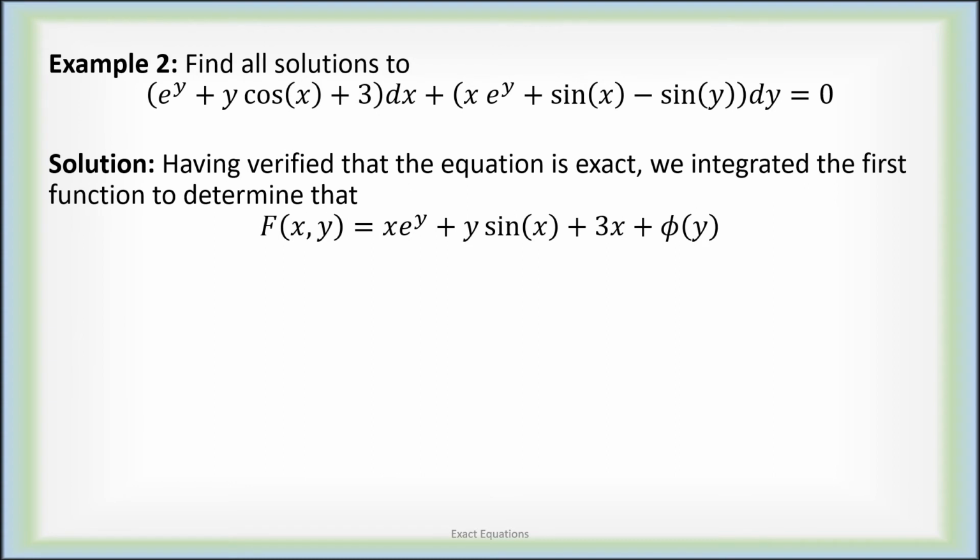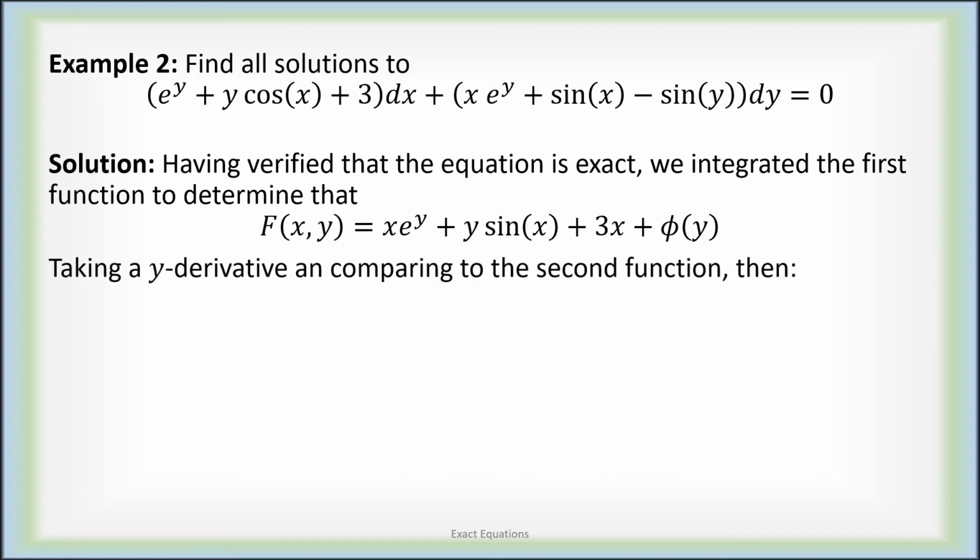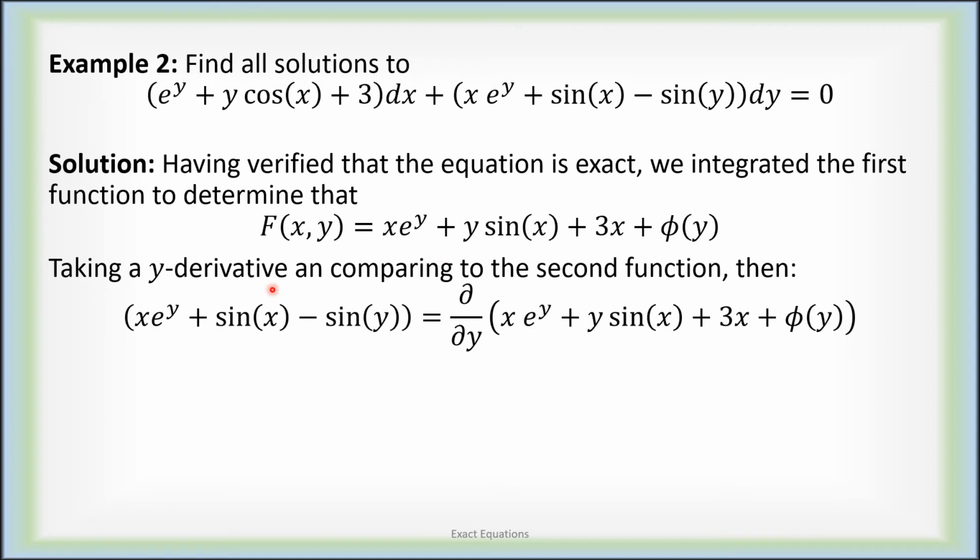Capital F of x,y must look like this, but we have an unknown function of y. So we take a y derivative and compare it to that function N. So on the one hand, here's N of x,y taken from up here, x e to the y plus sine x minus sine y. It should be equal to d by dy of capital F, all of this stuff we just found. So we're taking d by dy, which means x is a constant. What's the derivative of constant times e to the y? Just constant times e to the y. What's the derivative of y times a constant?